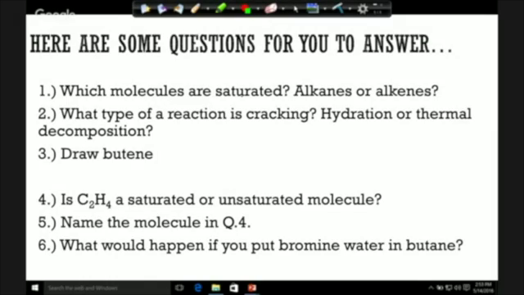It says, which molecules are saturated? Those are the alkanes. Which type of reaction is cracking? Hydration or thermal decomposition? It is a thermal decomposition reaction.